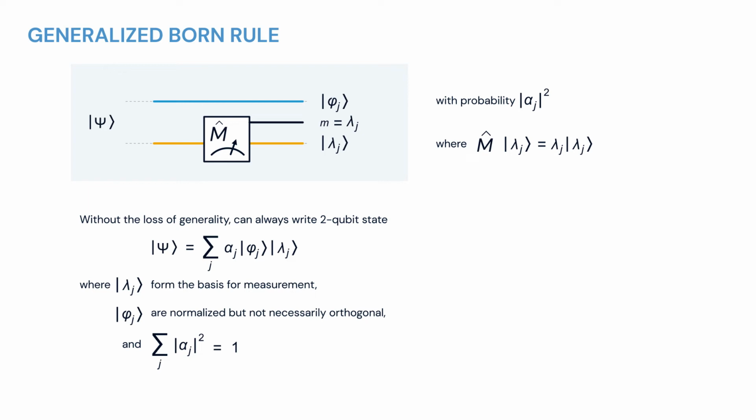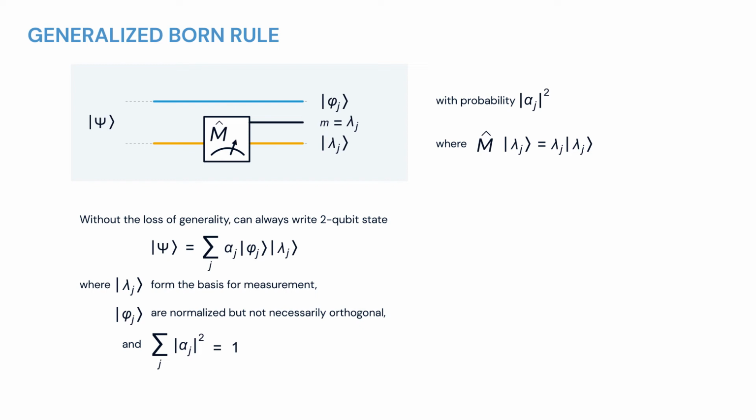Okay, let's recap. We are going to measure the bottom qubit in the figure, or the rightmost qubit in the equation. Then, the state is written such that the qubit that we are going to measure is in the basis of the measurement.